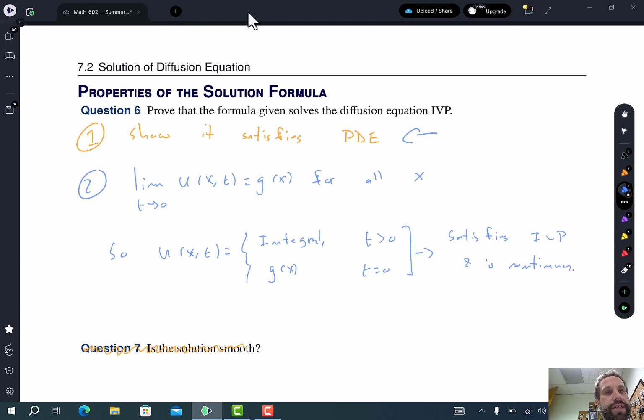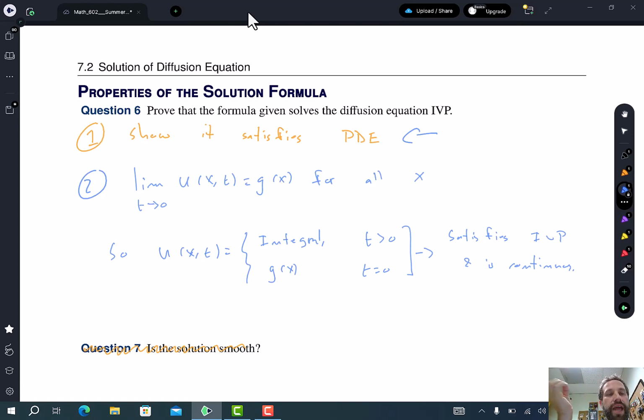See, if we didn't care about a continuous solution, I could just say the solution is going to be equal to g of x when t is equal to 0, and it's going to be 17 when t is greater than 0. That's going to be a discontinuous function that satisfies the PDE. It satisfies the initial values, but the two pieces aren't connected and it's not continuous.